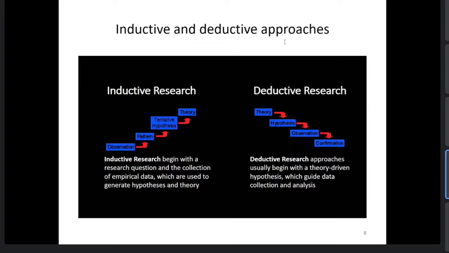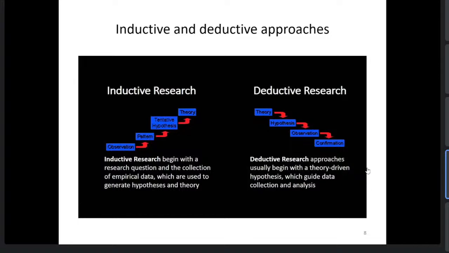So basically, we have two approaches of research, inductive and deductive. In case of inductive, it is a bottom-up approach. We start research beginning with some questions. To answer the questions, we need to collect some empirical data. With the empirical data, we explore the data to generate any new hypothesis or theory. So this is a bottom-up approach: observation, pattern, tentative hypothesis, and then theory.